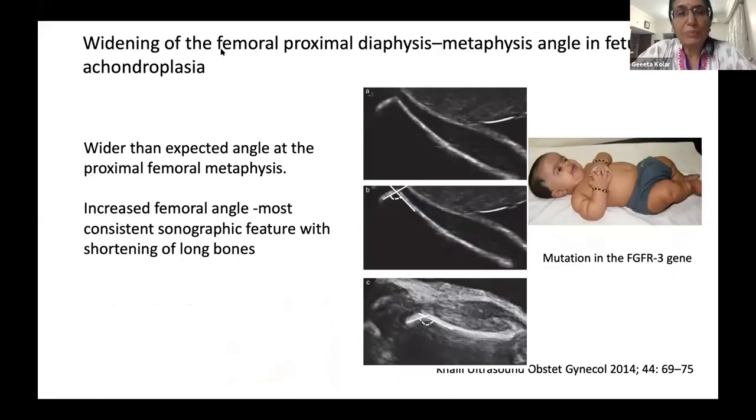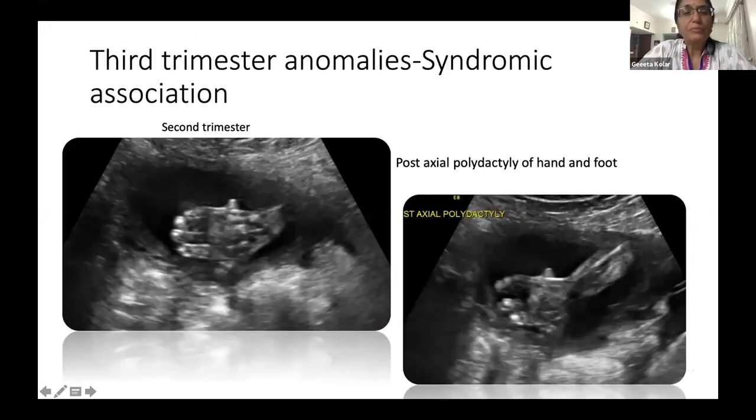This was diagnosed after 24 weeks. This is another sign which is described. There is a widening of the femoral proximal diaphysis metaphysis angle. And this is today certainly supposed to be a good marker for achondroplasia. This is the normal femur. The metaphysis diaphysis angle normally is this, but you find that this angle is increased, and this is called a femoral angle. And this is the most consistent sonographic feature when there are shortened long bones. And if there's frontal bossing, you can certainly tell them that you're dealing with achondroplasia. Certainly confirmation is by the mutation in the FGFR3 gene. Now, third trimester syndromic association, another example.